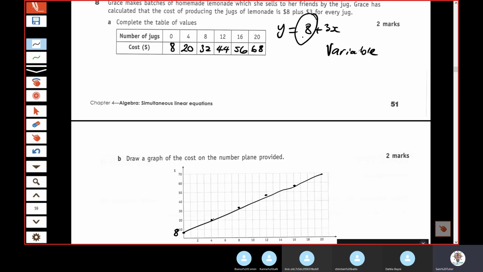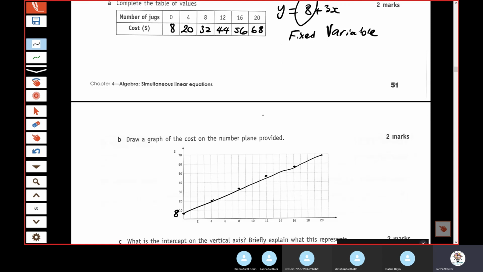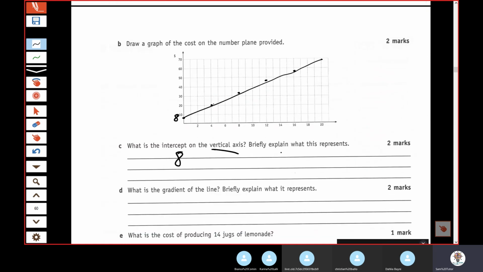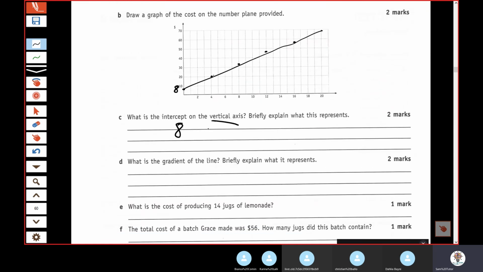And what would the 8 be? Fixed cost. Yeah, remember that now? It's fixed. Regardless of what's going to happen, you've got to pay $8. Or it's the initial cost. So like, if you think of rent, you've got to pay $8 regardless. Then I've got to pay $3 per calculator. Or it cost me $3 per calculator. But initially, you've got to pay $8 for rent. So briefly explain what this represents. I just said that initial cost, or sometimes going to be fixed cost.